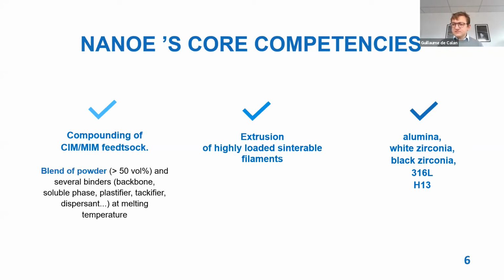We offer these materials for ceramic and metals. In ceramics, the two main ceramics being alumina and zirconia. And for metals, we have two different kinds of steels.